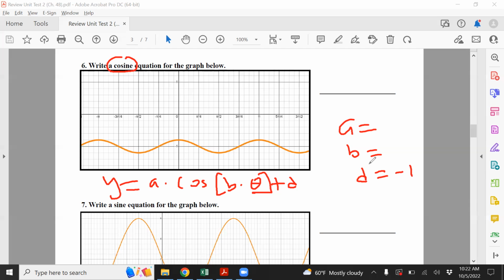So what will be the midline for 7? What do you think? Yes, exactly, 2. All right, guys, what's A now? A is a little tricky. What do you guys think A is? 0.2. Good, 0.2.